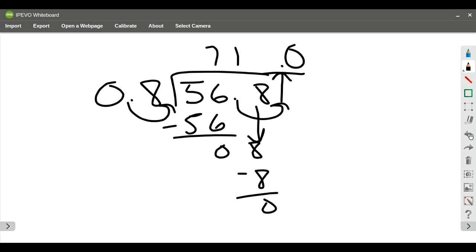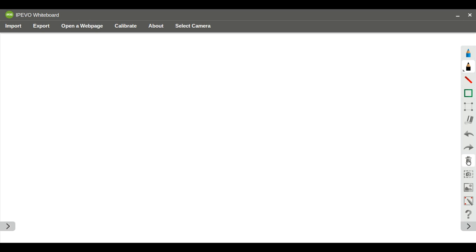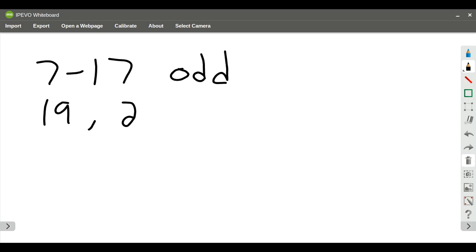Okay. So at this point in time, I'm going to have you guys move into your independent practice. You are going to do problems 7 through 17 odd. You're going to do 19, 22, and 23 on your math practices and problem solving on the back. When you take a look at 7 through 9, you have to tell me the power of 10. So let me give you guys an example of what that's going to look like.